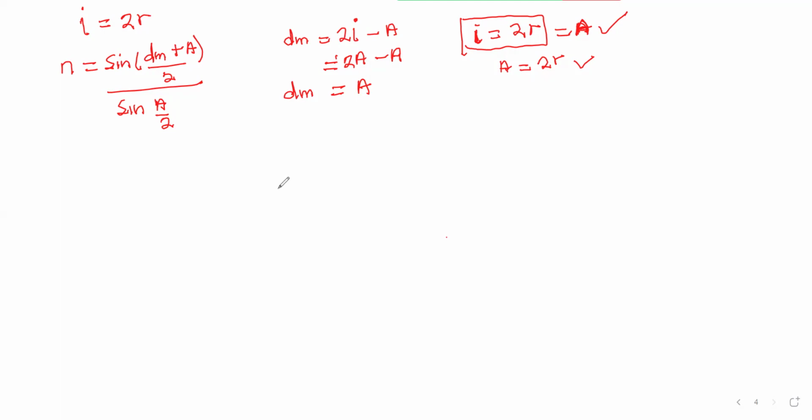So if the minimum deviation is equal to A, and we have the refractive index being equal to sine of, substitute whatever we have for dm. dm is A. So A plus A divided by 2 is A, all divided by sine of A over 2.